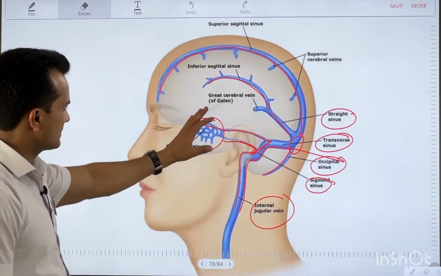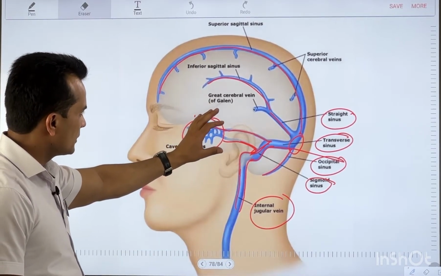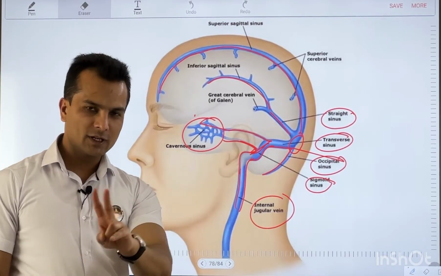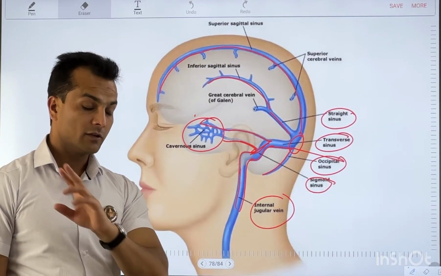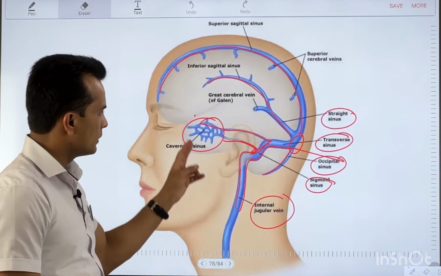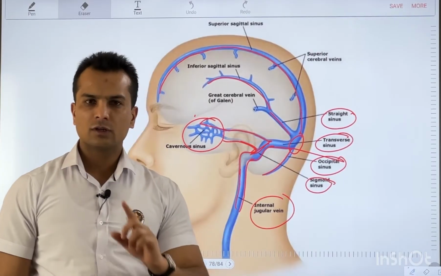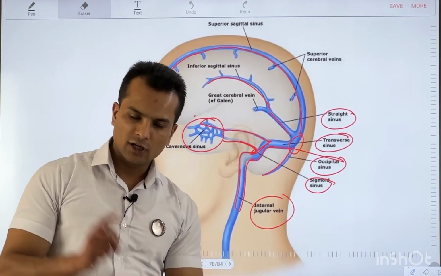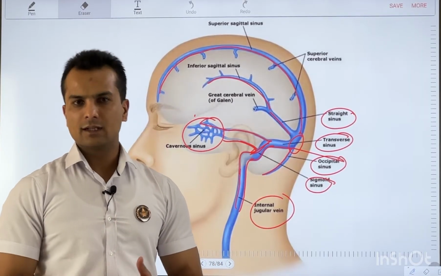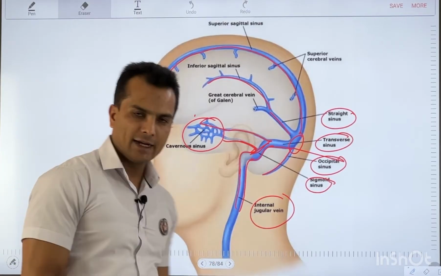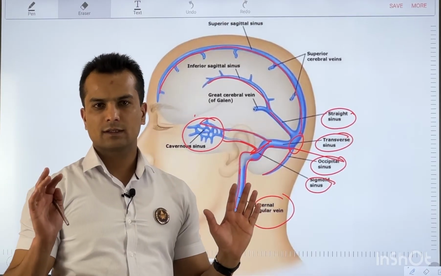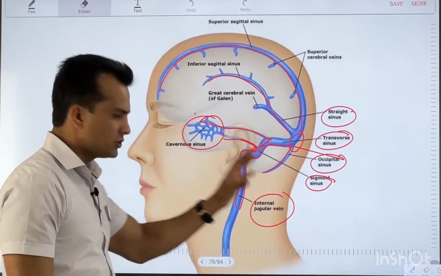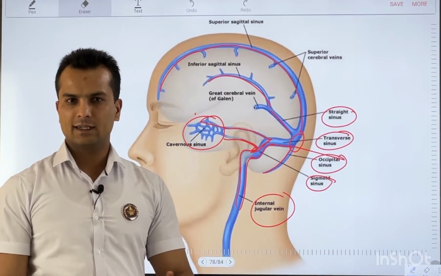And most important here is the cavernous sinus, and which sinuses will take blood from the cavernous sinus. There are two: the superior petrosal sinus and the inferior petrosal sinus. Very important from the exam point of view, that the superior petrosal sinus drains into the transverse sinus, the inferior petrosal sinus drains into the sigmoid sinus. The internal jugular vein is made up of the sigmoid sinus and inferior petrosal sinus. This is high yield content that you have to understand at any cost.